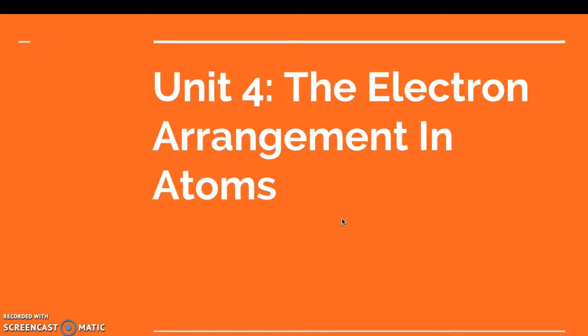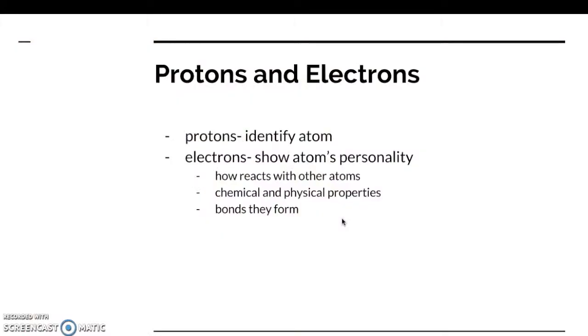Today I'll be doing Unit 4 of Chemistry, the electron arrangement in atoms. So let's talk about protons and electrons, what they do. Protons identify the atom and electrons show the atom's personality, so their reactions, their properties, and the bonds that they form.